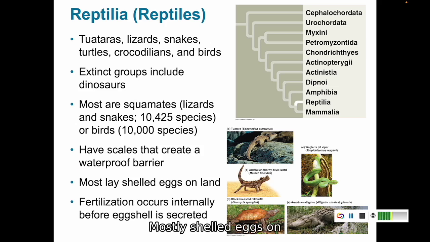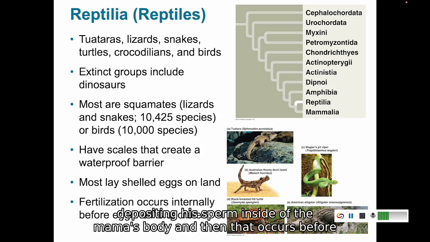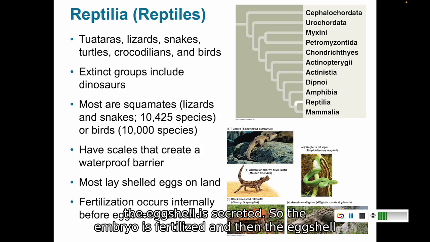Most lay shelled eggs on the land. And fertilization occurs internally. That means the male is depositing his sperm inside of the female's body. And that occurs before the eggshell is secreted. So the embryo is fertilized, and then the eggshell develops around that.